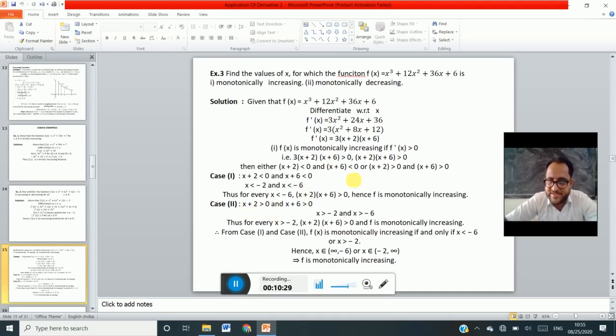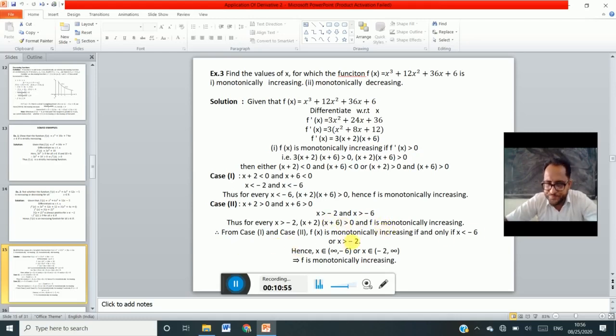Okay, then see the second condition, (x + 2)(x + 6) greater than 0. If x + 2 > 0 and x + 6 > 0, both are greater than 0, right? Means x is greater than -2 and -6. Thus for every x greater than -2, (x + 2)(x + 6) is greater than 0. Here x greater than -2 includes this also, so it's monotonically increasing.